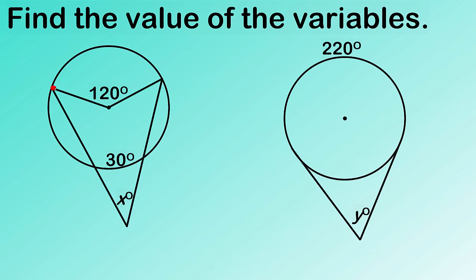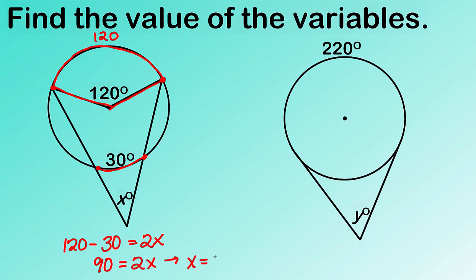For this problem, I can look at my central angle, and that will tell me that this arc is 120. I know this inside arc is 30. So I know that my bigger arc, 120, minus my smaller arc, 30, is equal to 2 times the angle. You get 90 is equal to 2 times that angle. So the angle would be 45.